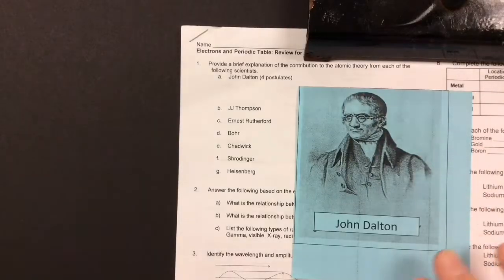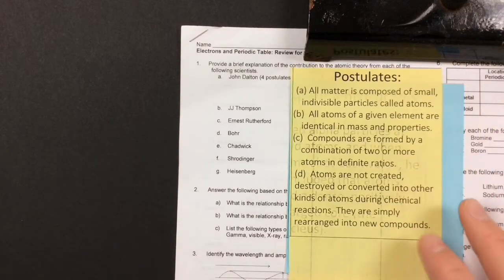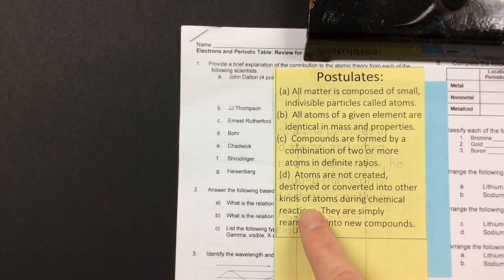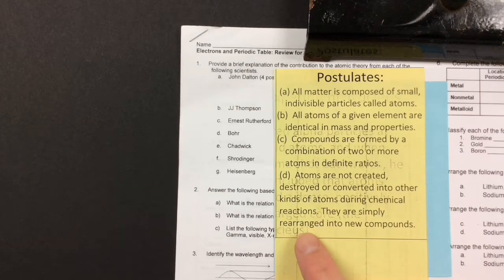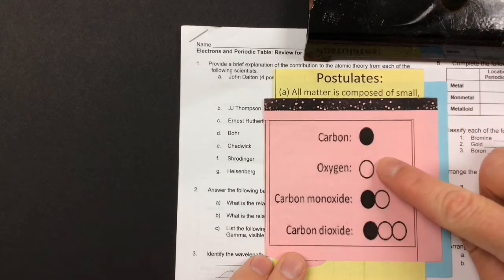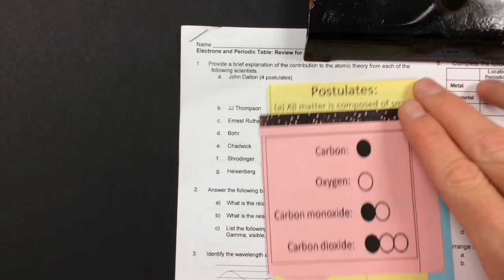Our first one is Mr. John Dalton. He had the four postulates, as you can see right here. All matter is composed of small invisible particles called atoms, and he believed that they put together in even ratios and definite ratios. Again, we cannot create or destroy or convert kinds of atoms during different reactions. They're simply rearranged. And so here's an example of what his atom might look like. I have a carbon and oxygen if I put them together in different whole number ratios. Again, that is Mr. John Dalton.